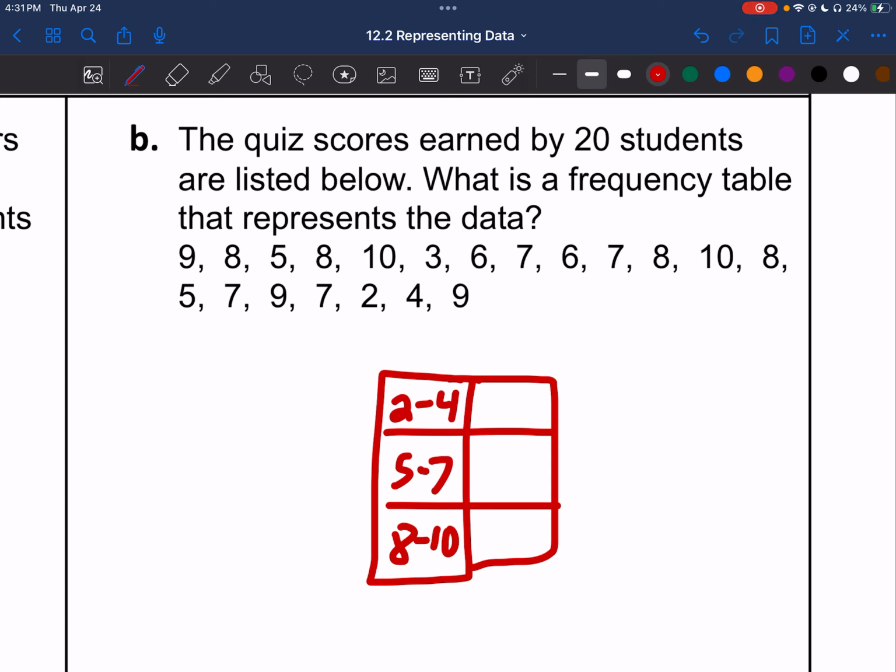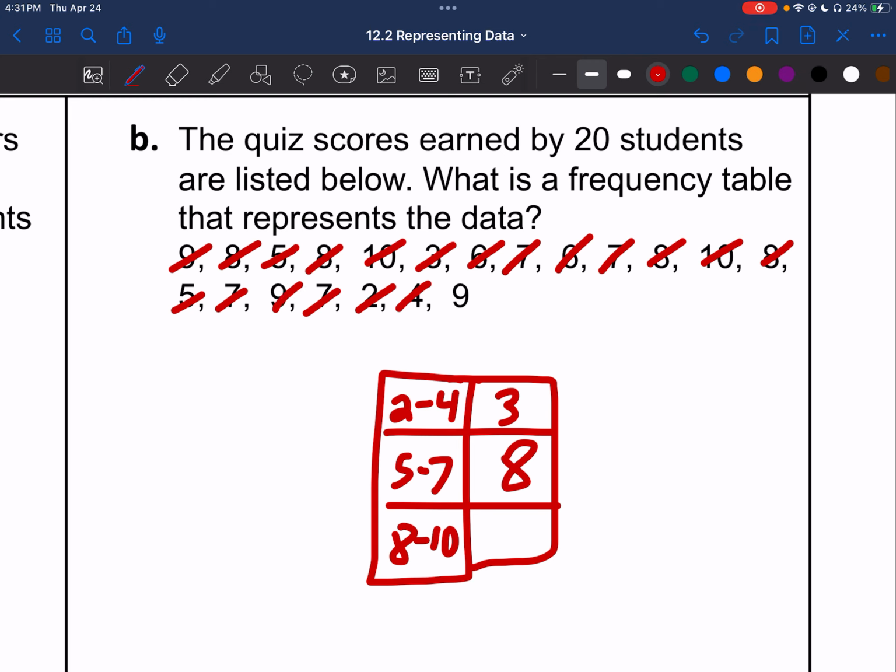So how many are between 2 and 4? 2, 3, and 4. So we have 1, 2, 3 values. How many are between 5 and 7? 1, 2, 3, 4, 5, 6, 7, 8 values. And how many are between 8 and 10? 1, 2, 3, 4, 5, 6, 7, 8, 9 values.